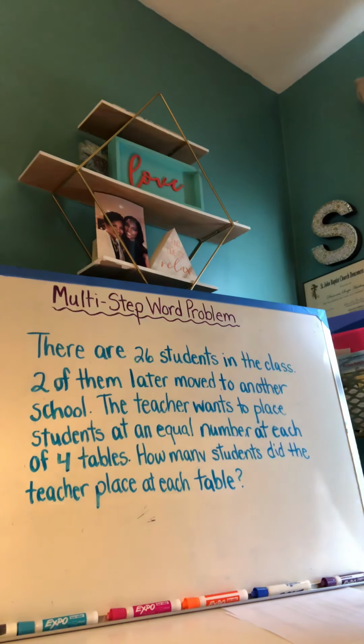There are 26 students in the class. 2 of them later moved to another school. The teacher wants to place students at an equal number at each of 4 tables. How many students did the teacher place at each table?